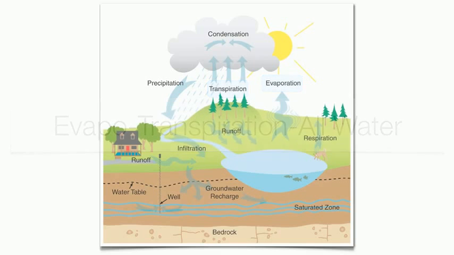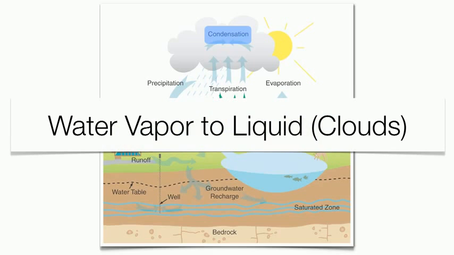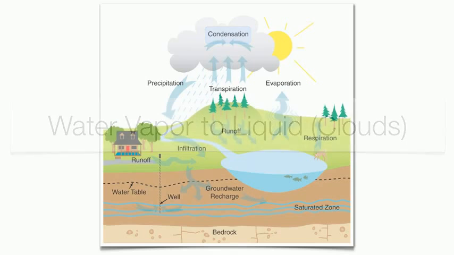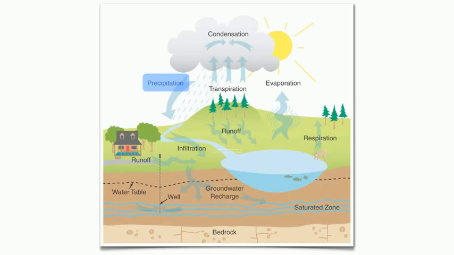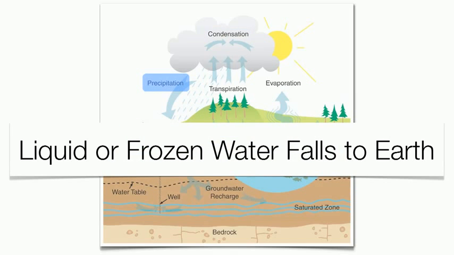Eventually, that water vapor is going to rise and cool to the dew point in the upper troposphere, and you're going to get condensation. That's when water vapor is going to change to liquid, and that's basically the formation of our clouds. Get enough condensation, and you'll end up getting precipitation. That's when liquid or frozen water is going to fall to the surface.